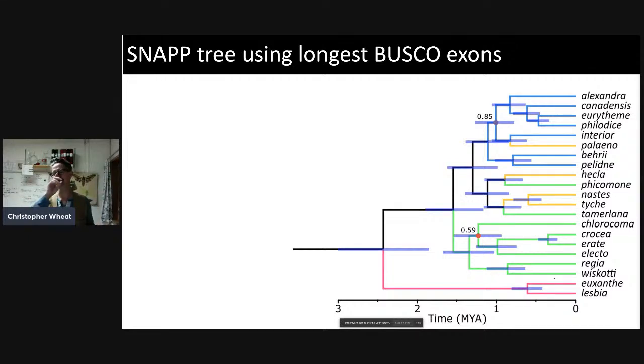There's about 5,000 of them that are well recognized. I ended up using around 4,000 after filtering. So I took the longest set of 4,000 exons from the single copy orthologs that should be single copy in everybody here. And I pulled out SNPs from those.